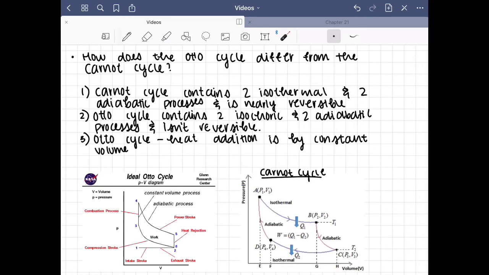And so in the Otto cycle, when heat is added, the volume stays constant. And this is, as I stated previously, what makes it an isochoric process. The volume stays constant, whereas in the Carnot cycle, that's not the case.